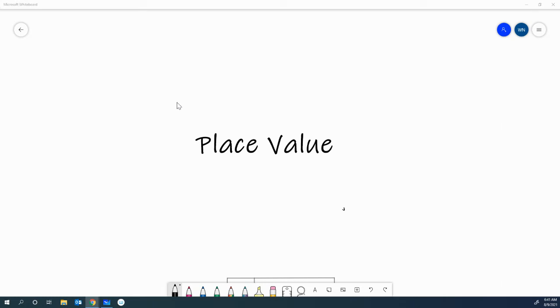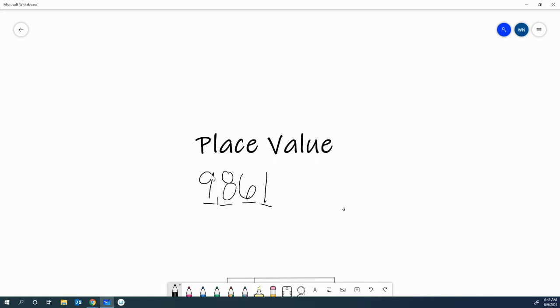Place value. This should be a review from things you've already learned, but I did want to review it just so you know and remember what it is. For place value, I'm going to remind you, if we look at the number, let's say 9,861, we're looking at the different place values. So this is the ones place, the tens place, the hundreds place, and the thousands place.